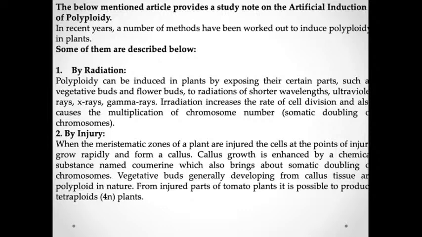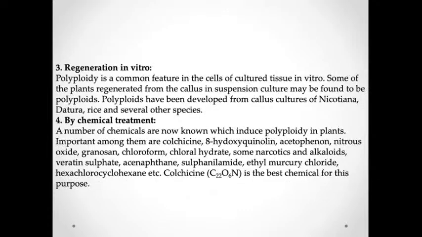By injury: when the meristematic zone of a plant is injured, the cells at the point of injury grow rapidly and form a callus. Callus growth is enhanced by a chemical substance named coumarin, which also brings about somatic doubling of chromosomes. We can also do it by regeneration in vitro. Polyploidy is a common feature in tissue cultured in vitro. Some of the plants regenerated from the callus in suspension culture may be found to be polyploids. Polyploids have been developed from callus cultures of Nicotiana, Datura, rice, and several other species.